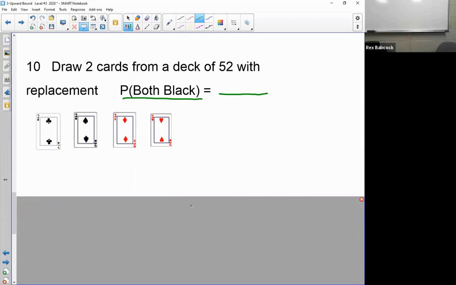Now, if I draw 2 cards from a deck of 52, that outcome, that sample space, is over 2,000. It's 52 times 52. Why? Because there's 52 cards. Remember, there's 1, 2, 3, 4 suits, and there's 13 in each of them. And 13 times 4 is 52 cards.